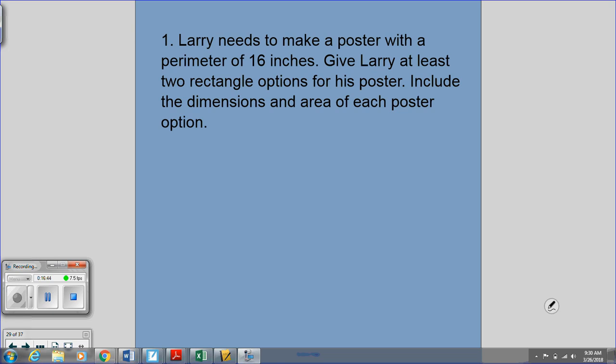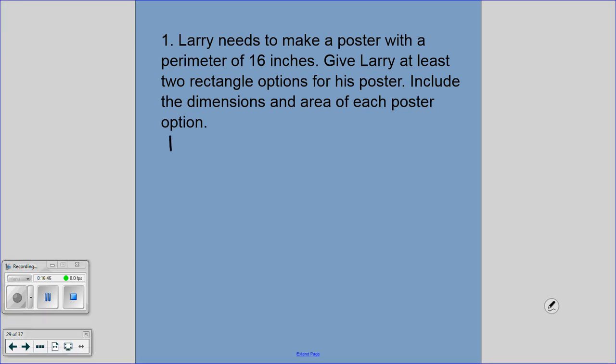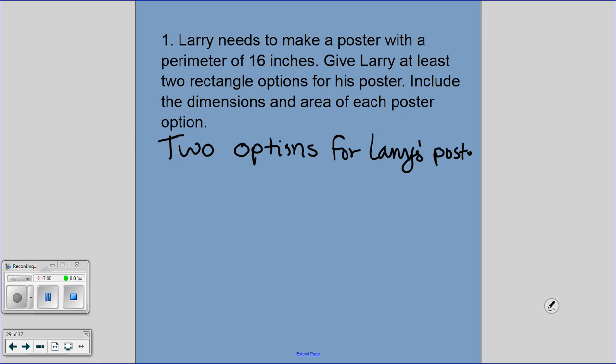My answer sentence for this question might say 2 options for Larry's poster are blank and blank. What's going to go in those blanks?